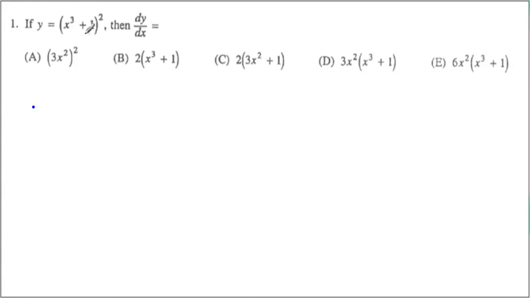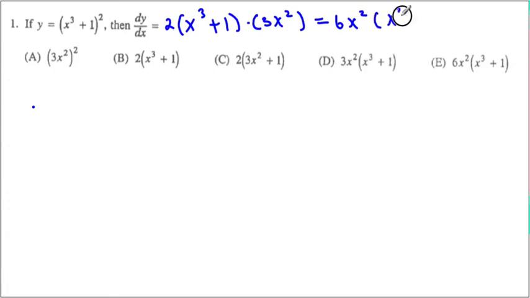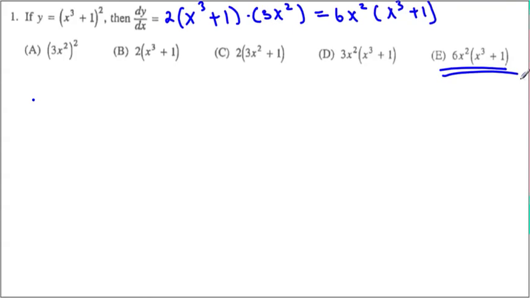So what are we going to do? We see the parentheses squared, so we have to use the chain rule. 2 comes out first by the power rule, x cubed plus 1, leaving the inside alone, and we multiply that by the derivative of the inside, which is 3x squared. Then this becomes 6x squared times x cubed plus 1. So I believe the answer becomes choice E.